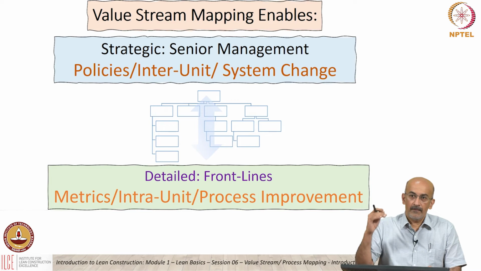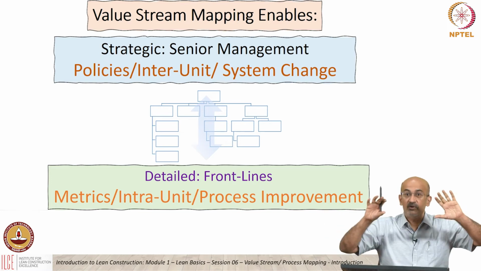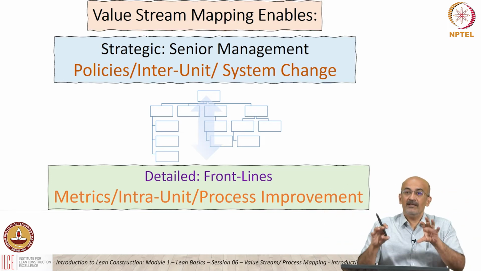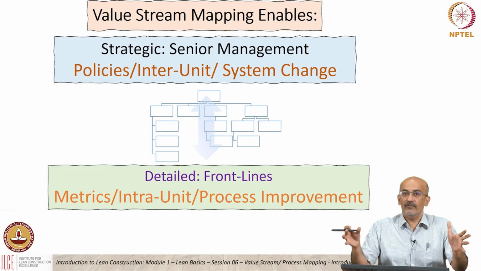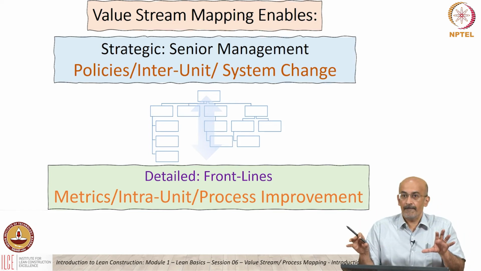Macro level is easier to do. Macro level requires top management buy-in, requires interdepartmental coordination, tends to be more challenging. The micro level is within a department, within its own people, within its own thing, so it's easier to map and easier to bring about change.